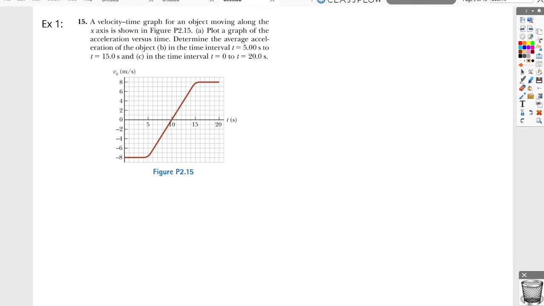So first example, velocity time graph for an object moving along the x-axis is like that. Plot a graph of acceleration versus time. This is pretty conceptual. Acceleration is the change in velocity over the change in time. So I will actually just use a different color, let's say blue, so a of x, right? And I'm just gonna draw a of x over here.